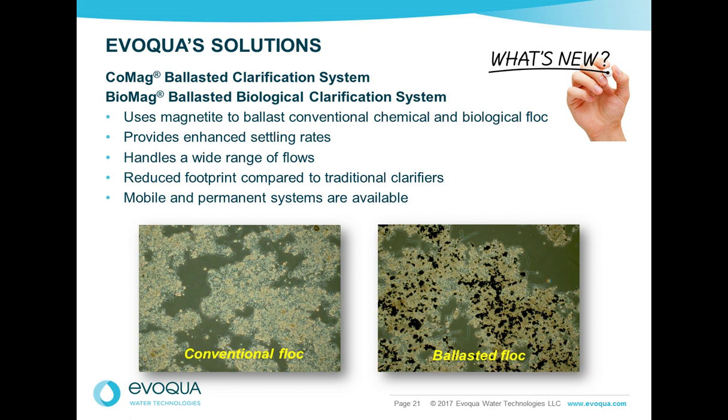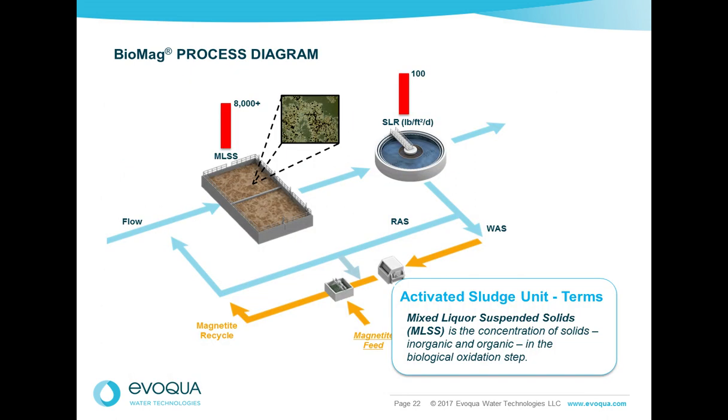Evoqua's COMAG and BIOMAG systems utilize magnetite to ballast flow. This results in higher settling velocity and enhanced clarification in a much smaller footprint. Mobile and permanent systems are available for both of these technologies. The magnetite powder is hydrophobic in nature and is actually embedded into the floc and increases the floc density, decreases the sludge volume index, and increases settling velocity.